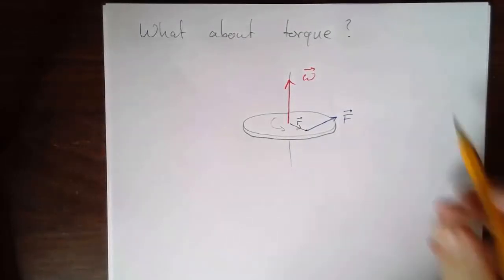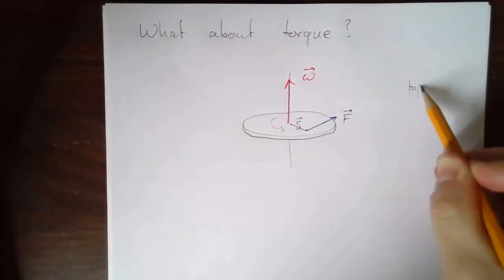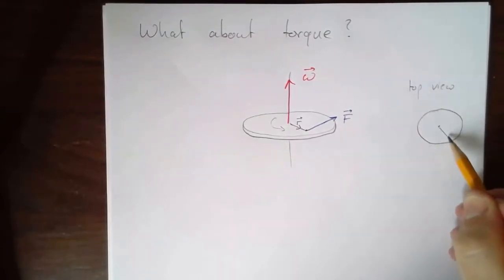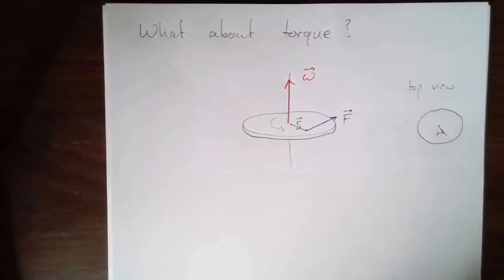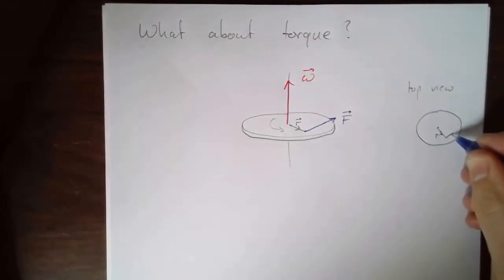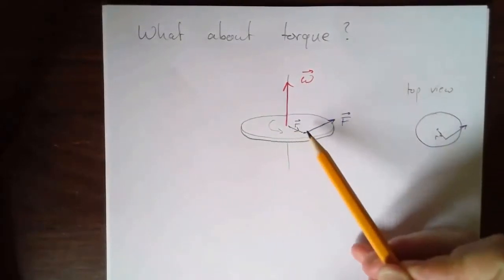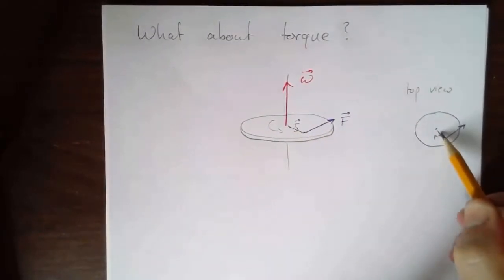If I try to draw this from above, I have a top view. It helps with more than one view sometimes. Right, then it would look like this. This would be R, and then F would just be like this. So here I try to draw it in 3D. This is just in 2D. So what would this do?